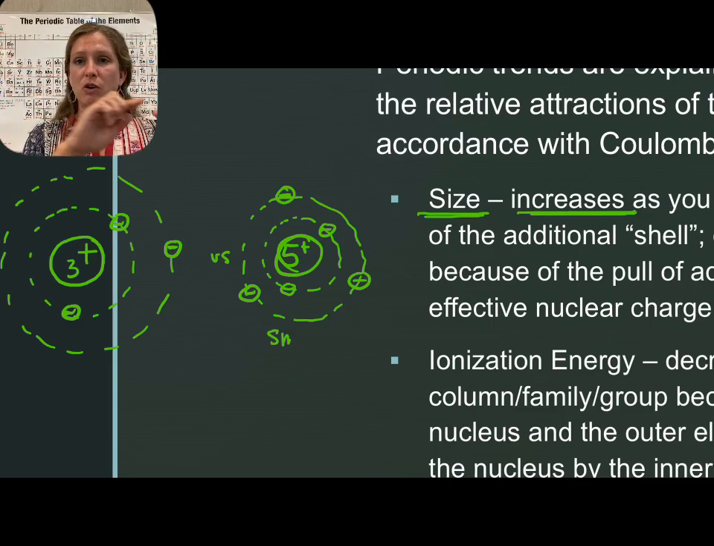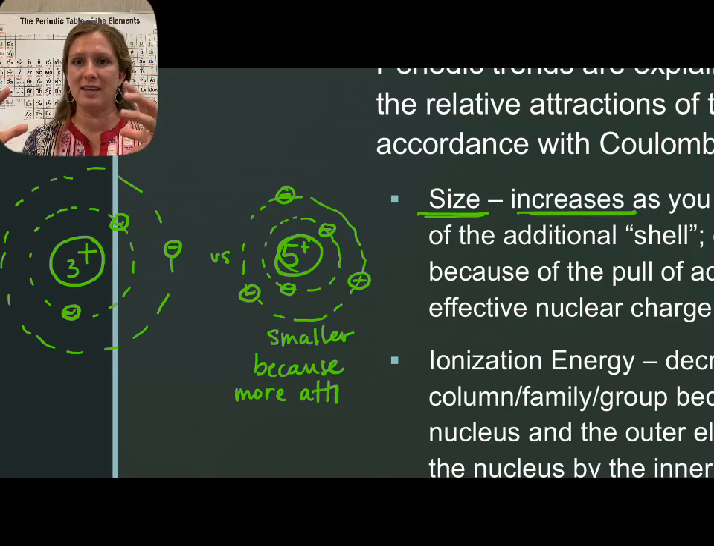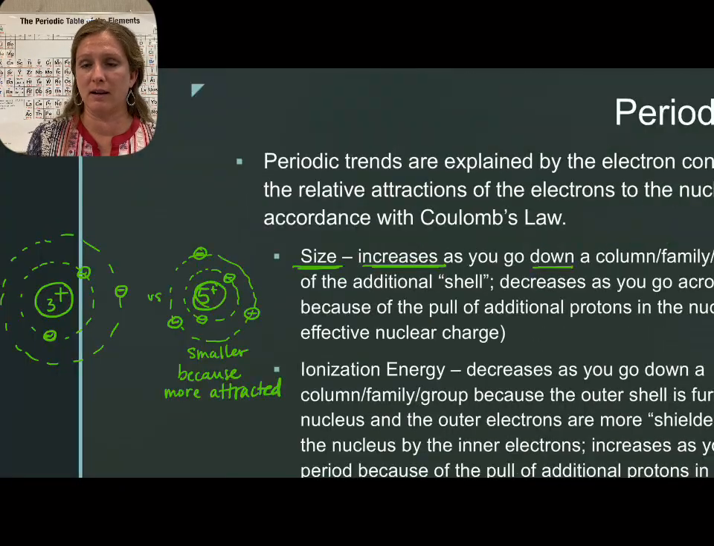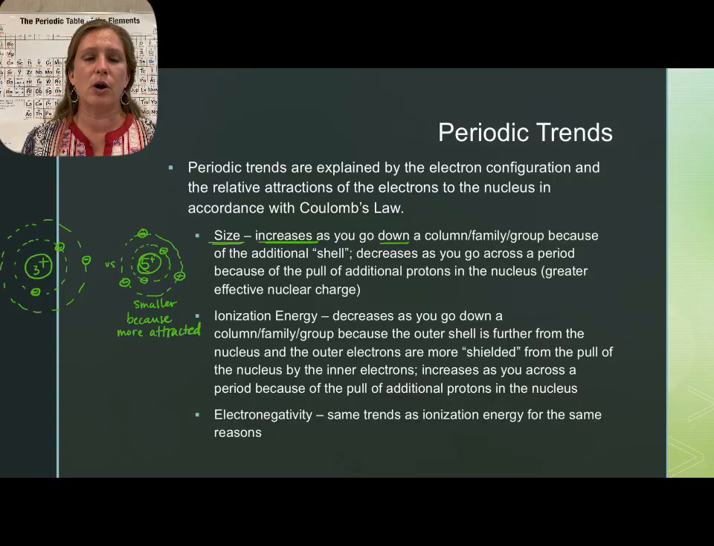So as you go across the periodic table and the protons are getting greater in the nucleus, the attraction is getting greater and actually pulls everything in. And so the atomic size gets smaller by comparison as you go across the periodic table. So we call that a greater effective nuclear charge, pulling in those valence electrons and making this smaller.